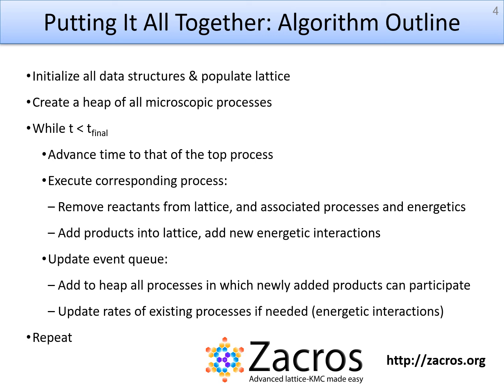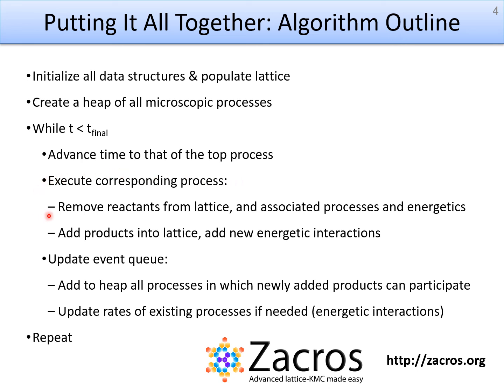So putting this all together, this is the algorithm outline for the advanced Kinetic Monte Carlo. So we have the preparatory operations where we initialize the data structures and the lattice, and we create a heap of all the microscopic processes, and then we enter the main KMC loop. While the time of the simulation is less than the desired final time, we advance the time to that of the top process, the most imminent reaction or adsorption or whatever event, and then we execute the corresponding process.